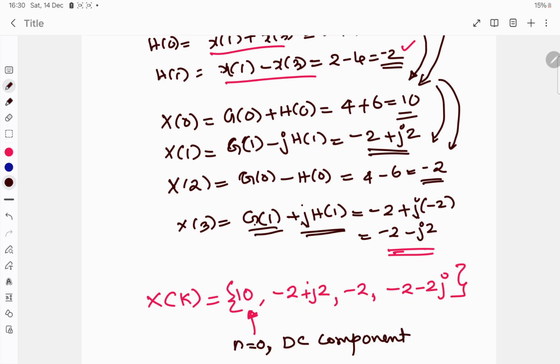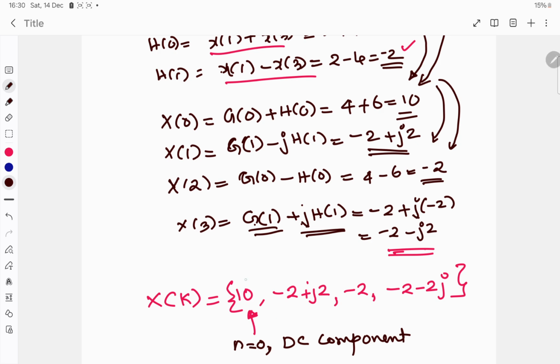Therefore the final result is x of k is equal to 10, minus 2 plus 2j, minus 2, minus 2 minus 2j. The first number, the zeroth value, corresponds to the DC component as far as the frequency transform is concerned. So DC value will be located at 0, and as you go towards the left, you will find the high frequency components.